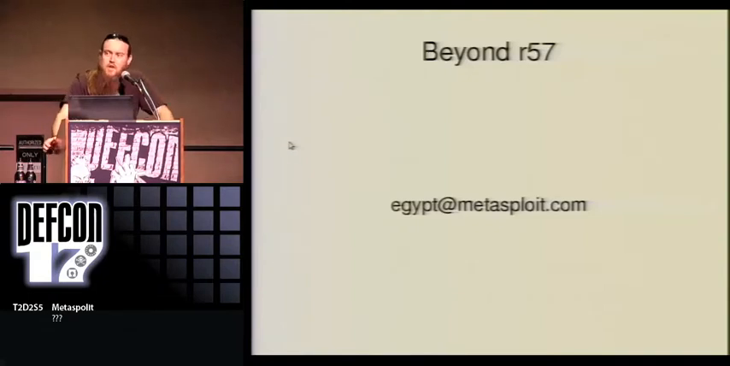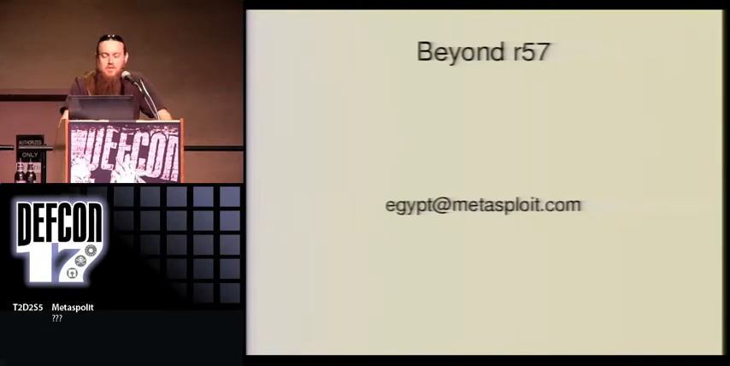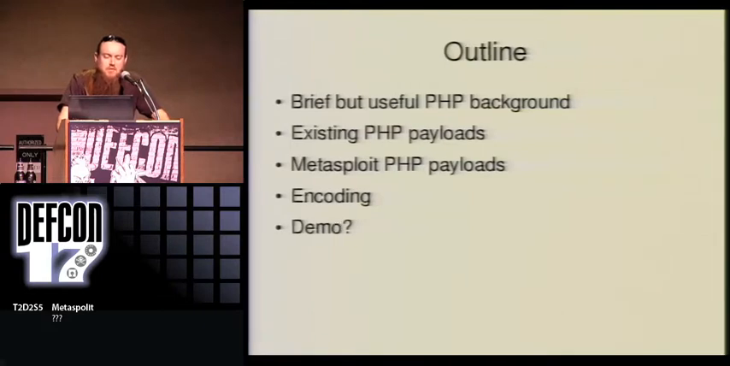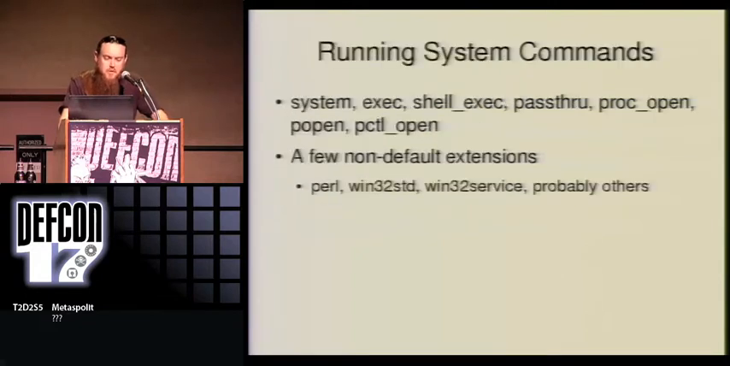Okay, so Scape's original talk about Meterpreter was called Beyond EIP, and this is beyond R57. Brief outline: PHP has a bunch of stuff we can use. There are a bunch of existing PHP payloads that we'll talk about shortly, and some of the stuff that's already in Metasploit, and encoding and how we deal with some of the problems writing PHP as a payload.